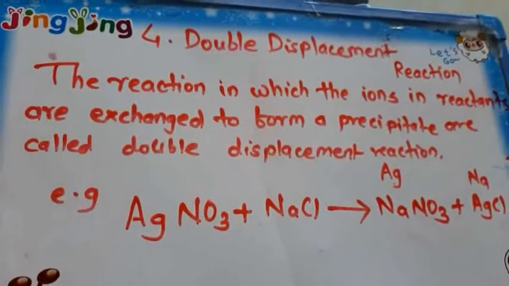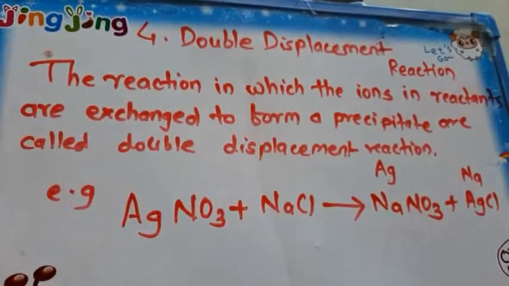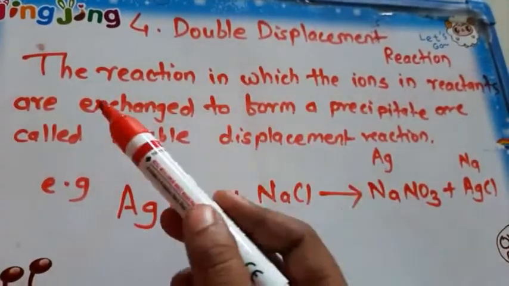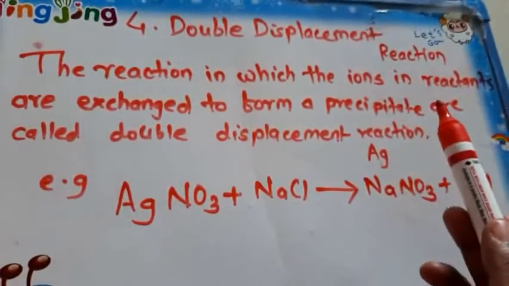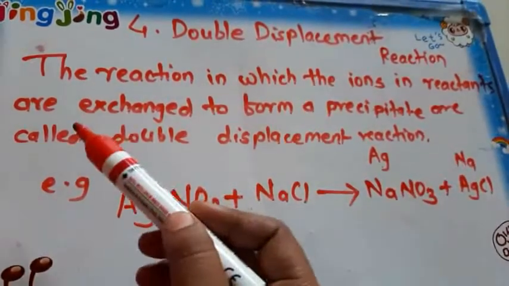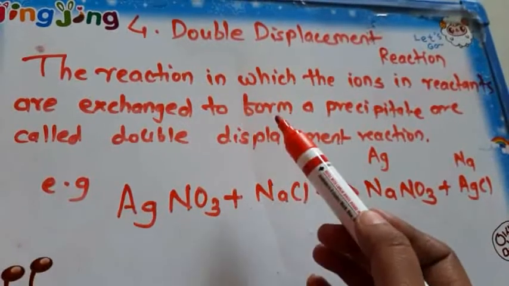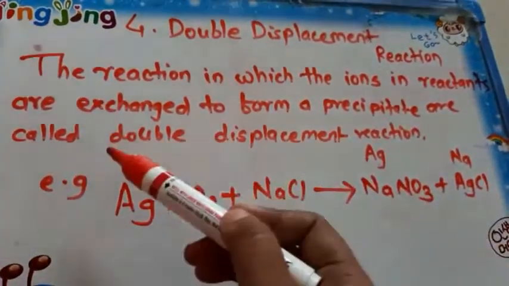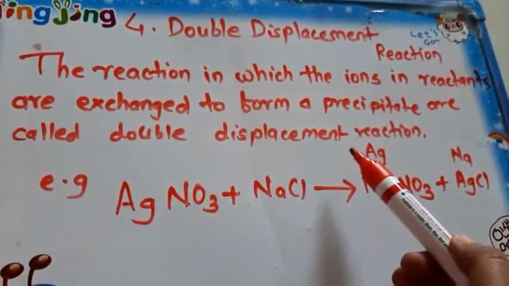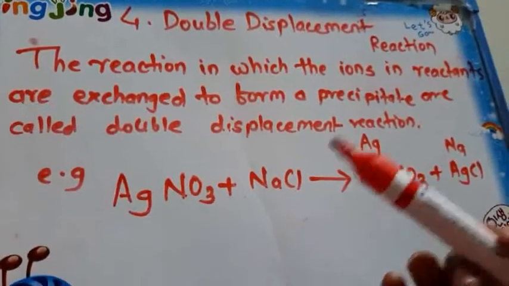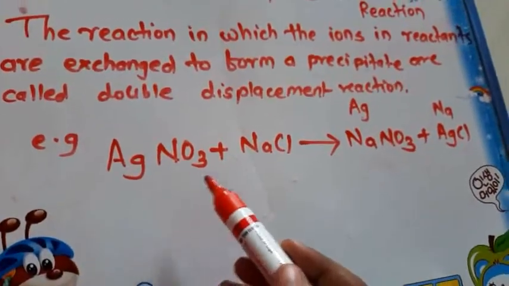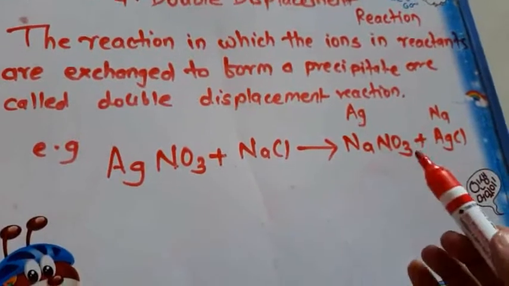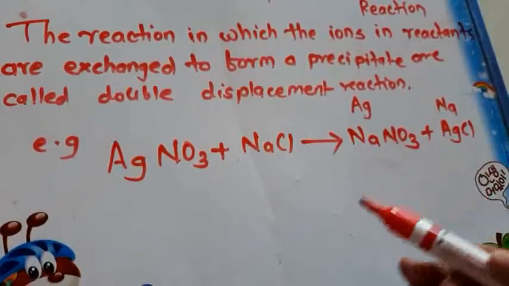Next type of reaction is double displacement reaction. The definition is: the reaction in which the ions in reactants are exchanged to form a precipitate is called double displacement reaction. With the example we will see: AgNO3 plus NaCl forms NaNO3 plus AgCl.